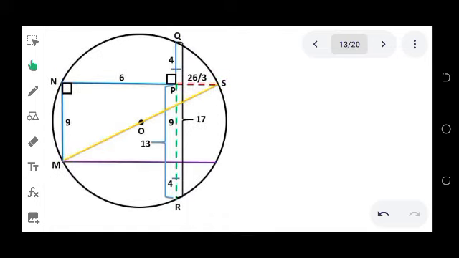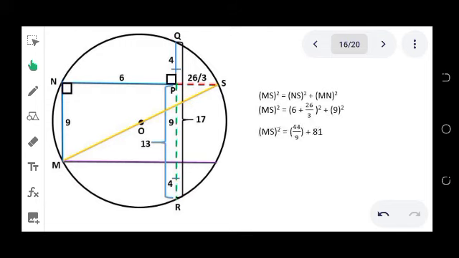Now, after that, we're going to draw diameter MS. And since diameter MS is the hypotenuse of triangle MNS, we can solve its length by using the Pythagorean theorem, and that is MS squared is equal to NS squared plus MN squared. Substitute the values. MS squared equals, now NS consists of two lengths, which is 6 and 26 over 3. That's why we have 6 plus 26 over 3 squared for NS, plus MN is 9, so that's 9 squared. Simplify this further.